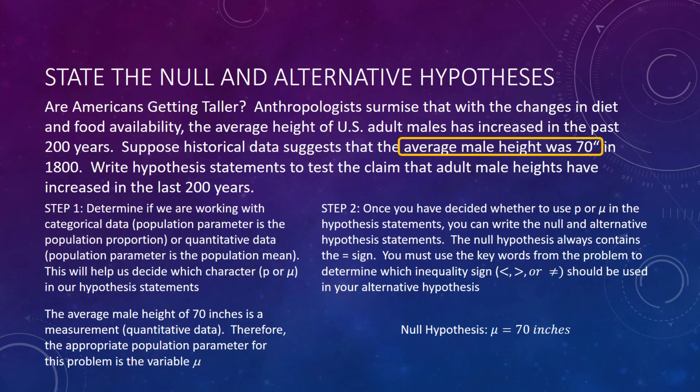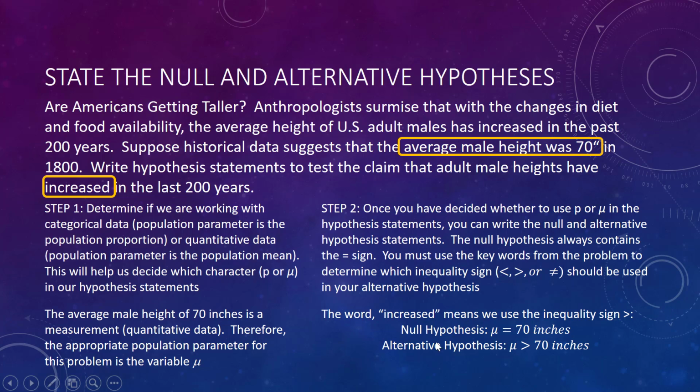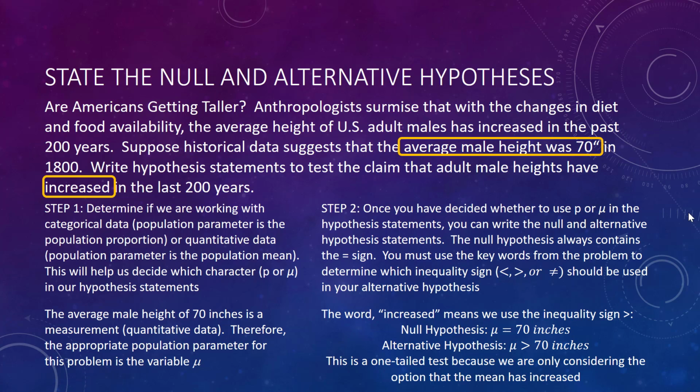So the null hypothesis here is going to be that mu equals 70 inches. The word increased in the word problem means that we have to use the inequality sign greater than. So our alternative hypothesis is that mu is greater than 70 inches. This is a one-tailed test because we are only considering the option that the mean has increased.